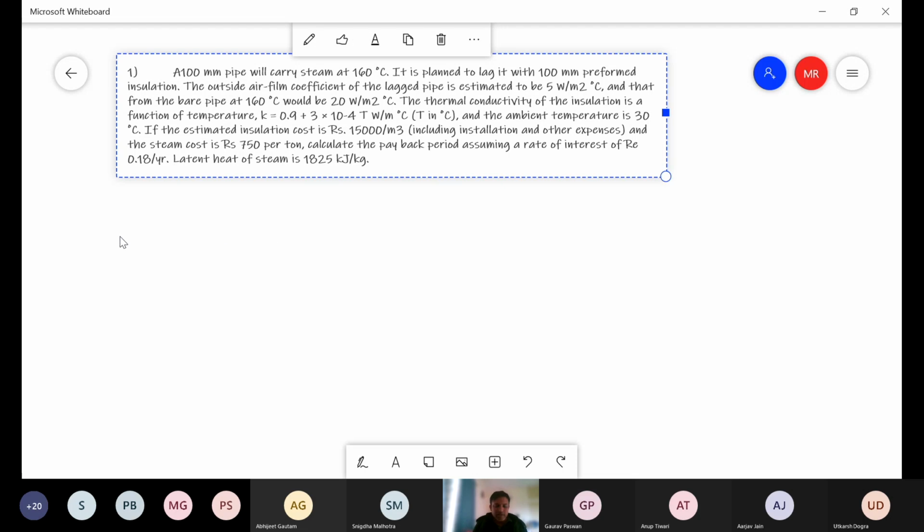Okay, so what is given in this particular problem is a 100 mm pipe that will carry steam at 160 degrees Celsius. So 100 mm pipe means what? The diameter of the pipe is 100 mm. Is it clear to everyone? Maybe I'll just draw.